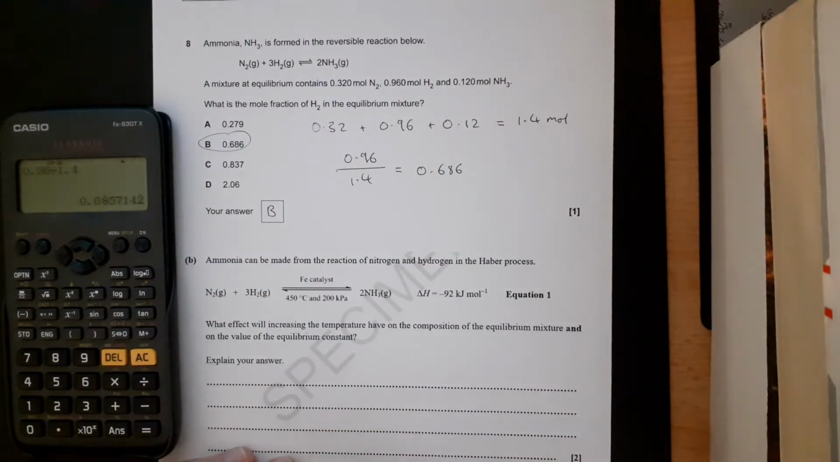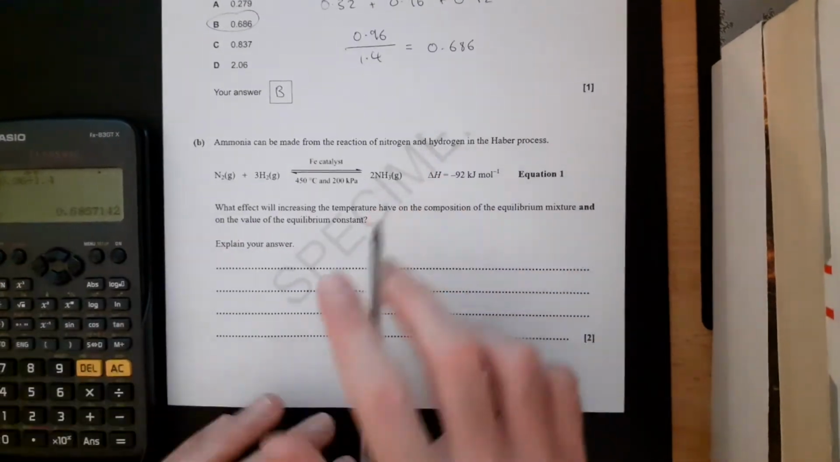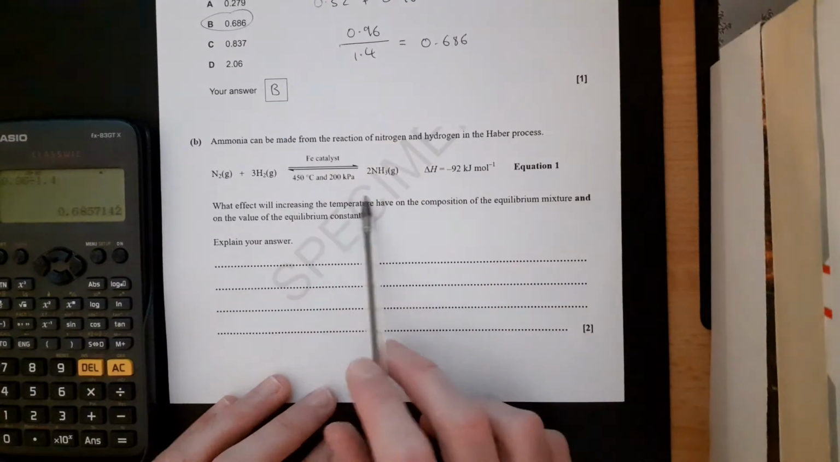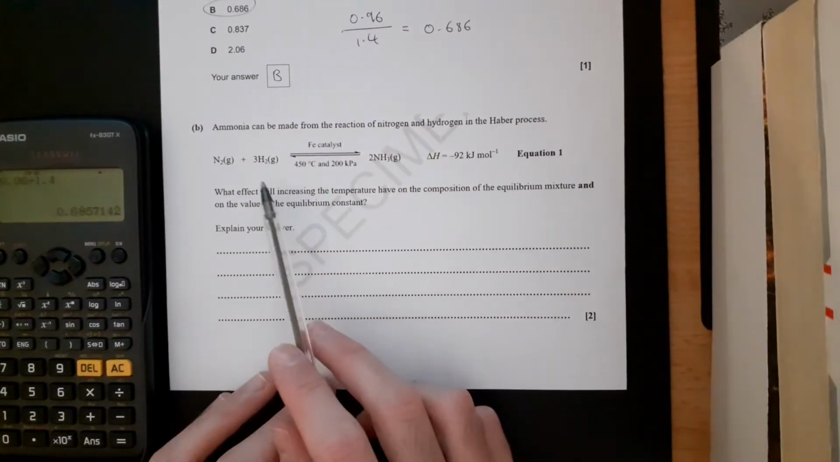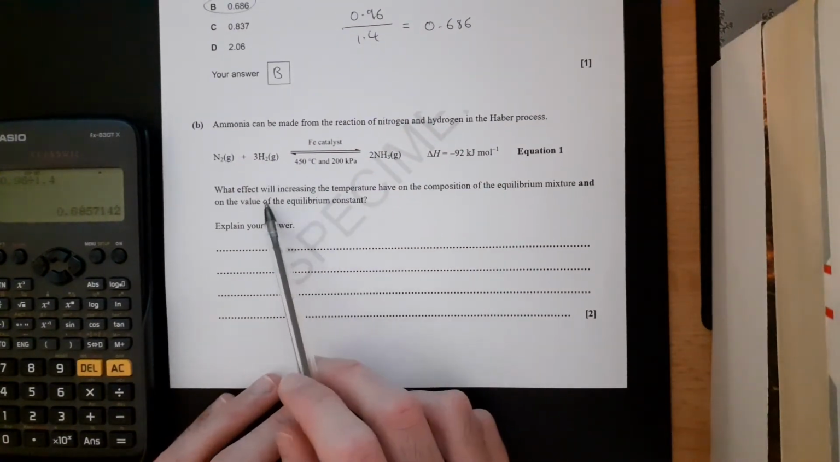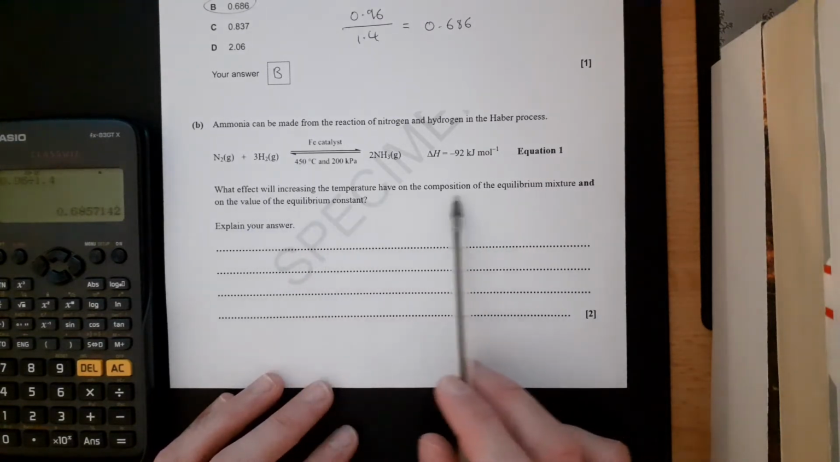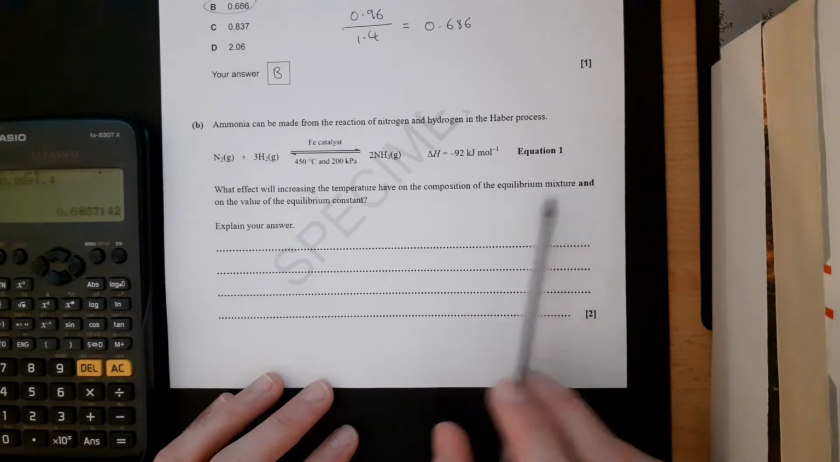Okay. Right, for the second part here, ammonia can be made, so it's the same reversible reaction as we've got above. It is actually a different question, but it's looking at the same equation. It's giving us various bits of information here. What effect will an increase in the temperature have on the composition of the equilibrium mixture and on the value of the equilibrium constant?